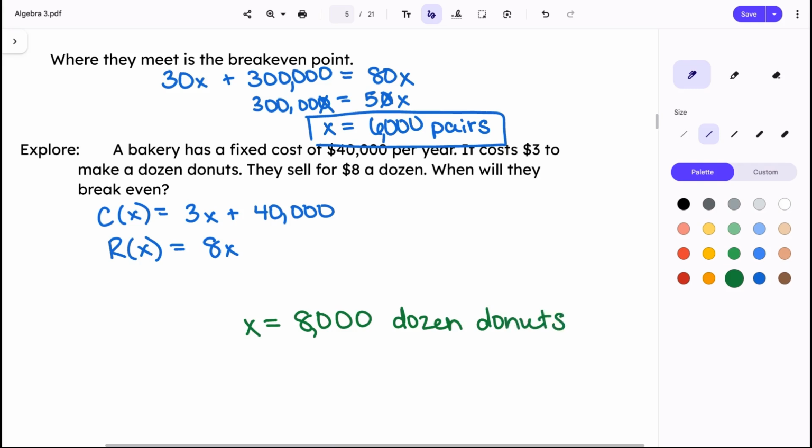Actually, 16,000. Well, no, what's 8 times 12? It'd be 96,000. So they have to produce 96,000 individual donuts and sell them all. That's a lot of donuts.